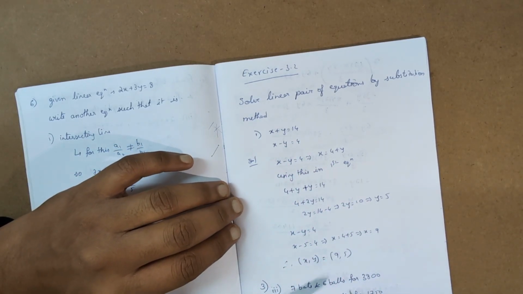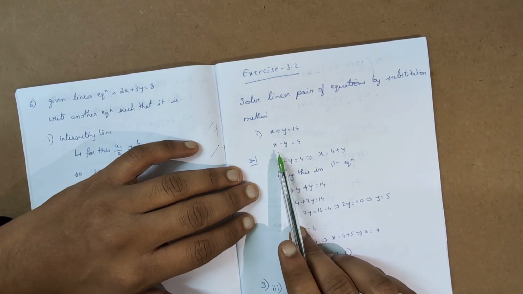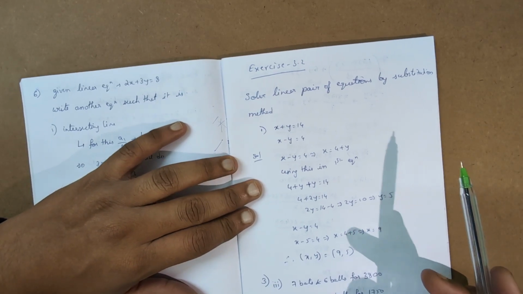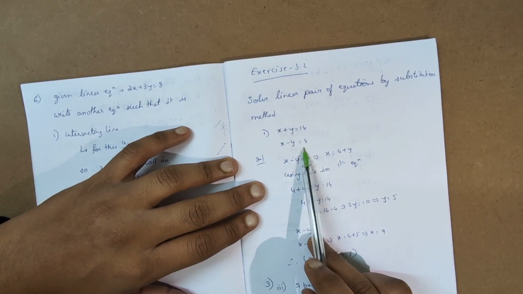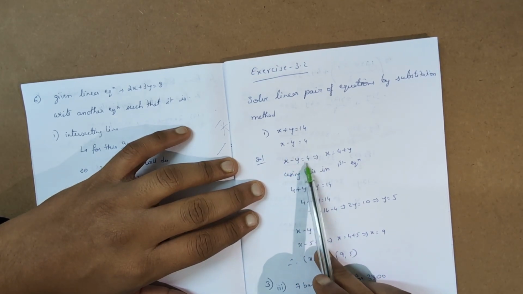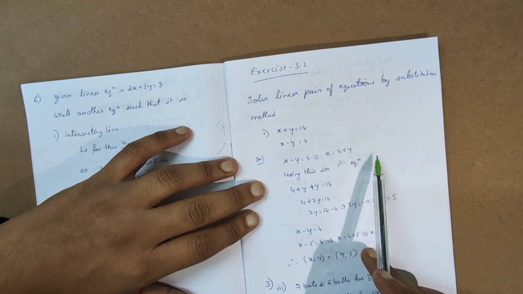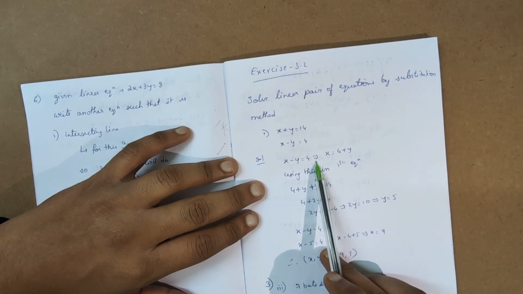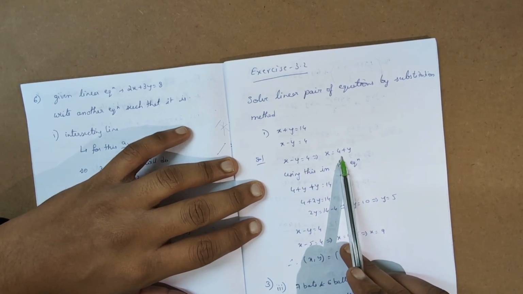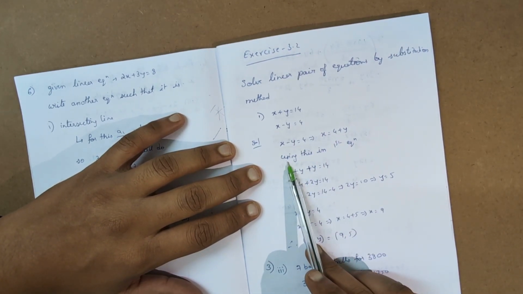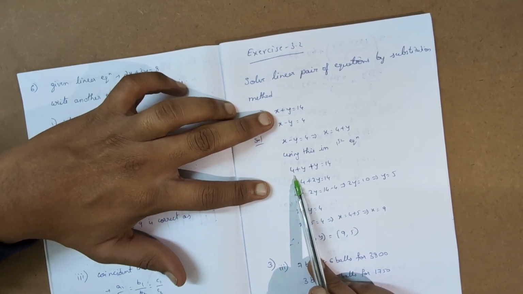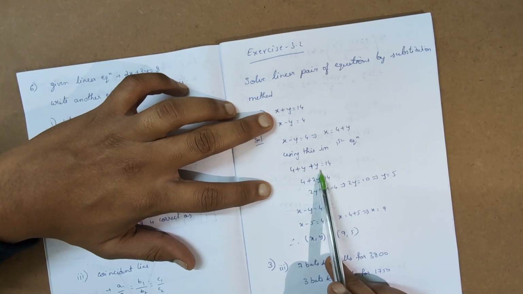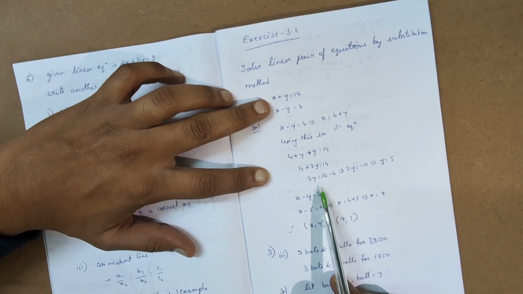What you have to do in the substitution method is write any one variable in terms of the other variable. In this question you can see that the smaller constant is 4, so I'm using the equation x minus y equal to 4. I'm writing x in terms of y, so moving y to the right side, x becomes 4 plus y. Now using this in the first equation, I replace x with 4 plus y, that is 4 plus y plus y equal to 14, that is 4 plus 2y equal to 14.